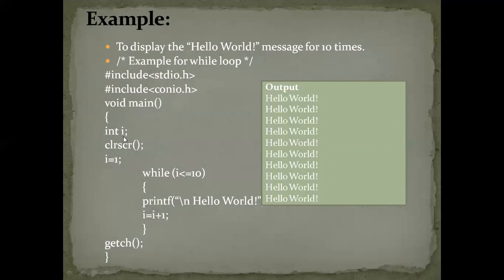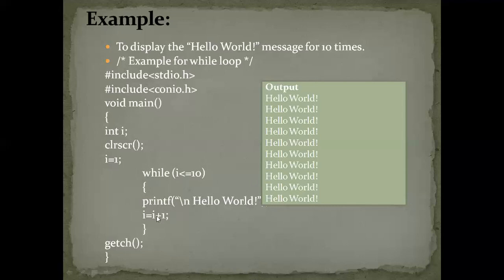Int i I have taken for the iteration purpose. Then clrscr, clear screen. Initially i value is equal to 1. This is very important. While i less than or equal to 10. What is the i value here? 1. Is 1 less than or equal to 10? Yes. If this condition is true, then it will execute this statement, hello world. One time it will execute.